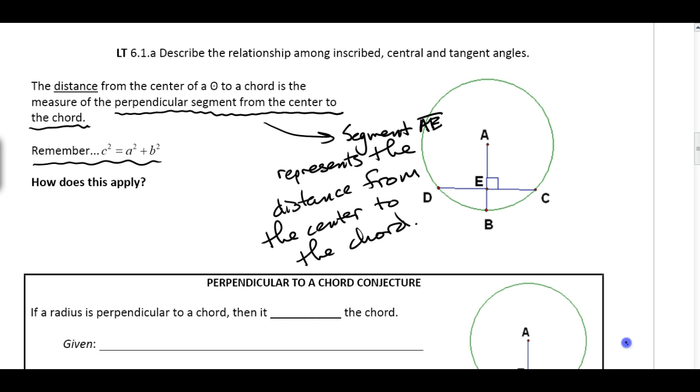How does this apply? Well, we can draw in some right triangles over here and over here, or we could draw some right triangles over here and over here. So we end up having a couple different pairs of right triangles that eventually we're going to use the Pythagorean theorem to help us solve for either the radius or the chord or the distance from the center to the chord. So keep that in mind.